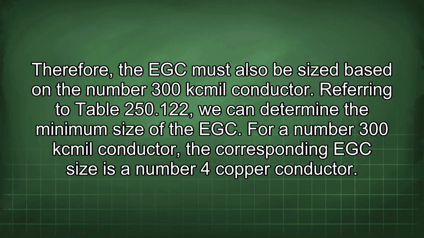Referring to Table 250.122, we can determine the minimum size of the EGC. For a 300 kcmil conductor, the corresponding EGC size is a number 4 copper conductor.